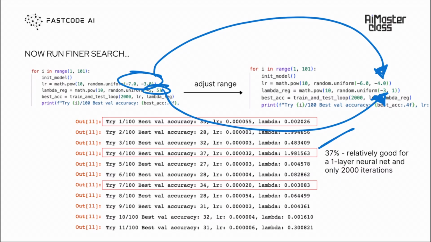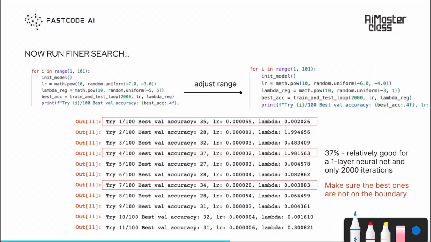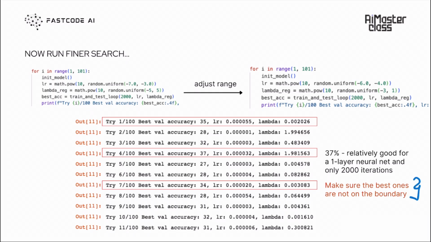Through our coarser search, we found that we're getting a 37% accuracy for this one layer neural network and only 2000 iterations, right? And we're getting this 37 with a learning rate of about 10 to the power minus 4 or 5, along with, let's say, a lambda of about 2. So we will remember this, and like I said, we'll make sure that the best ones are not at the boundary of what we are sampling. If it's at the boundary of what we are sampling, we should be careful. We should relax the boundary and sample a bit more.